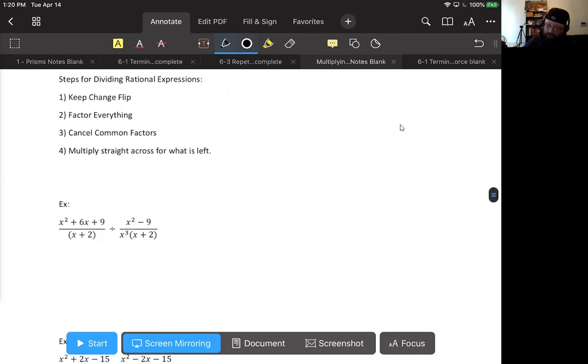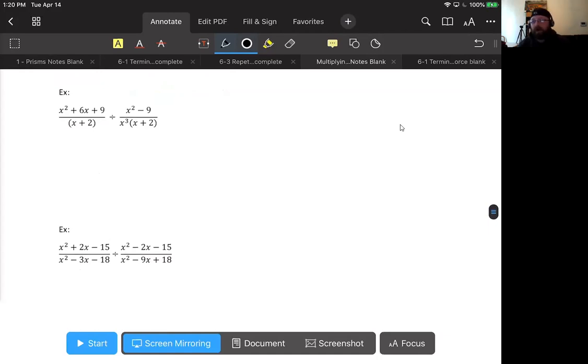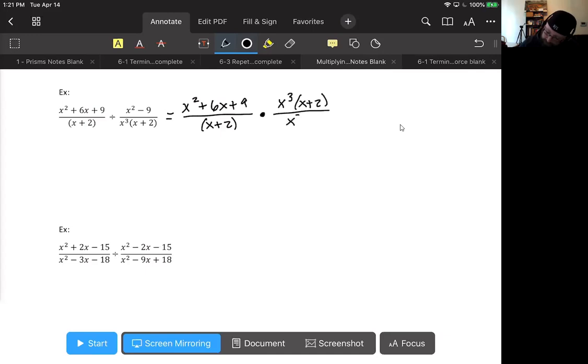Okay? So here we have a polynomial division problem. So what we're going to do, we're going to start by doing keep, change, flip, which means we're going to leave the first fraction completely alone. We're going to change division to multiplication, and then we're going to flip the second fraction over. And now it's a multiplication problem instead of a division problem. So that's our first step, is keep, change, flip to turn it from division into multiplication.